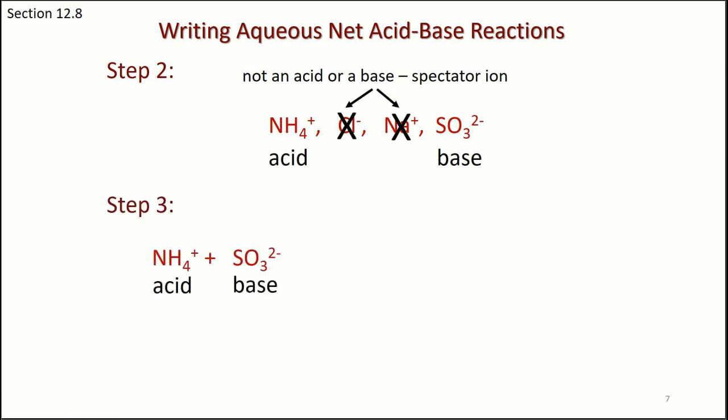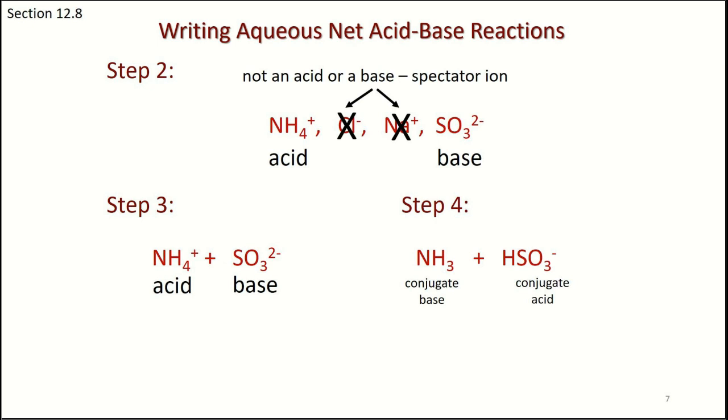In step 3, we will look at writing the acid and the base and determining the conjugate acid and the conjugate base. The acid will donate a proton to the base, therefore the conjugate base of ammonium will be ammonia. And the sulphite base will accept that proton, so the conjugate acid that is formed is the hydrogen sulphite ion. Lastly, we need to determine whether this is in the forward direction or if it exists in equilibrium.